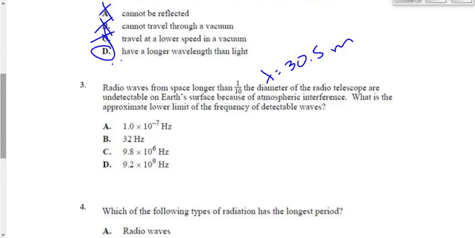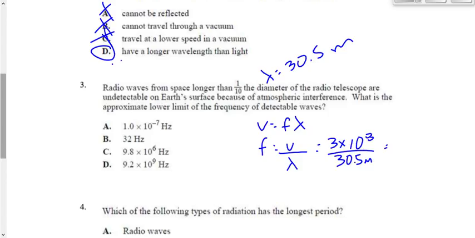What is the approximate lower limit of the frequency of the detectable waves? I'm going to say V is equal to F times lambda. I'm going to say F is equal to V over lambda. V is 3 times 10 to the 8, and this is 30.5 meters. Gives us a value of, I think it's, is it going to be C? Is it C? That's what it said, yeah. Okay. 9.8 times 10 to the 6 hertz.